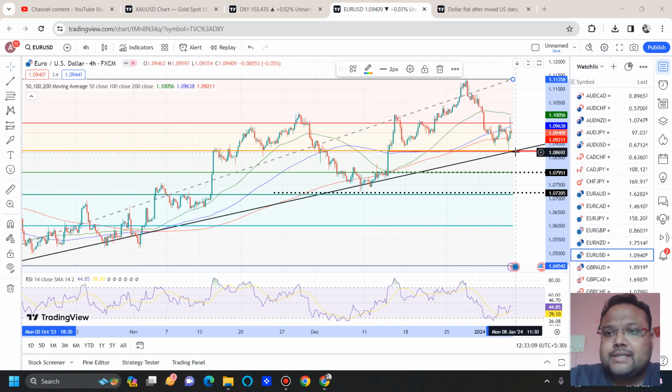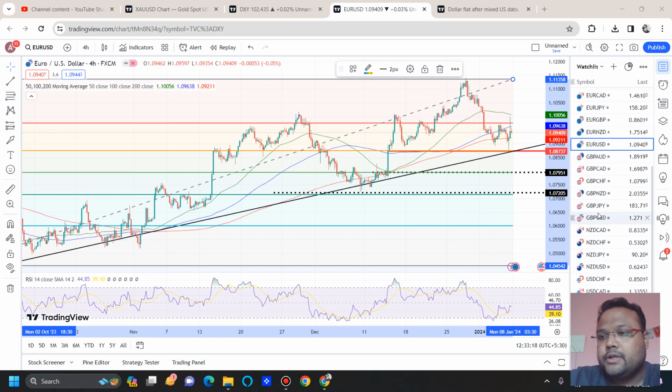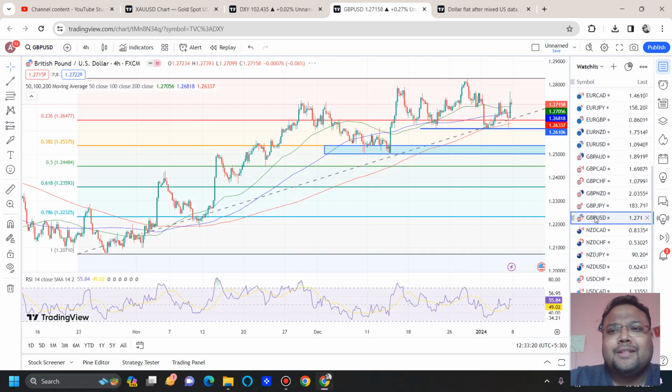So if the market breaks the level of 1.0870, we can look for a quick sell. Otherwise, taking a buy at these two levels seems to be the best trading opportunity. Now let's look at the chart of cable, GBP/USD. Here also we can see the overall trend of the market is towards the upside.